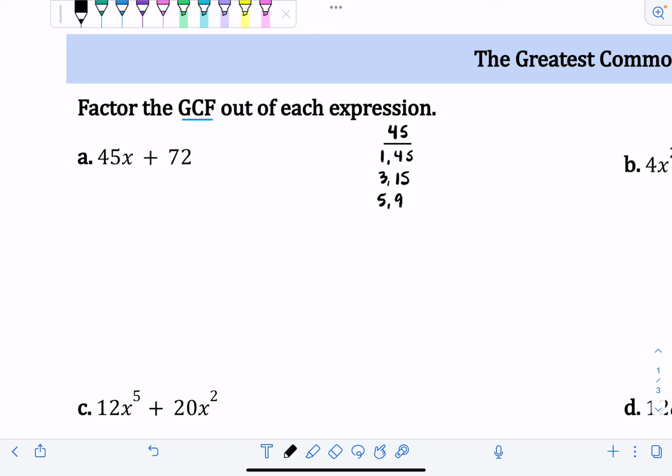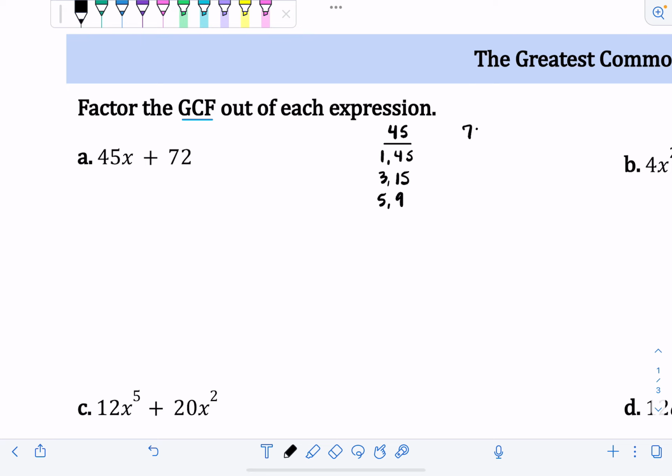It's not going to be divisible by 8. And then I could try to divide it by 9. If I divide 45 by 9, that would give me 5. But that's the same thing I have right here. So I would just start to loop back around, so I can stop after 5 and 9.